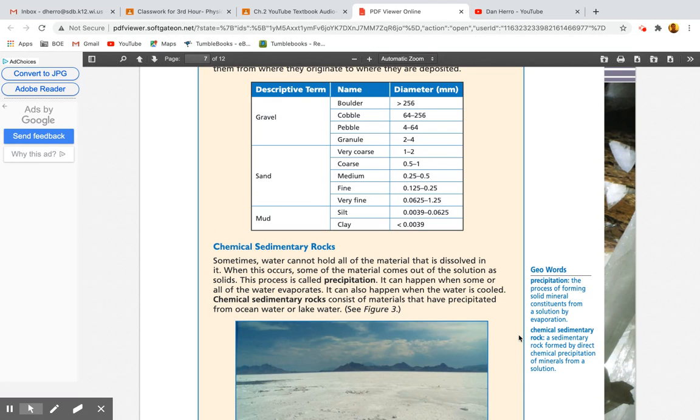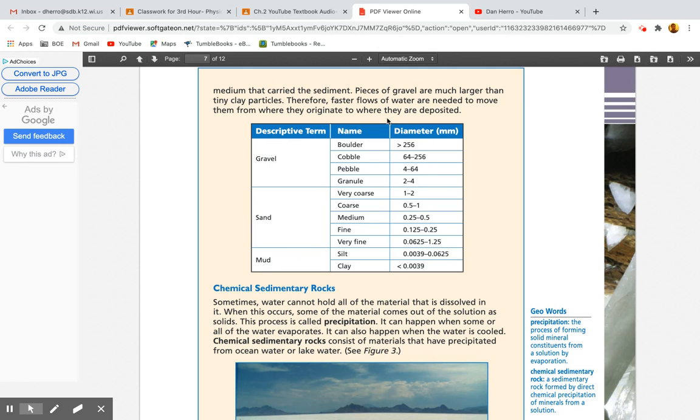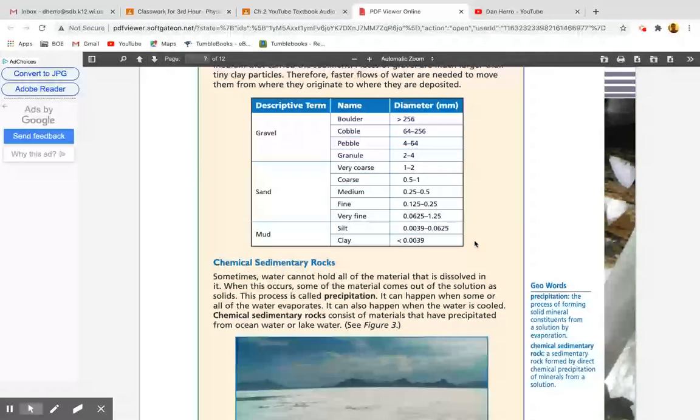So you have your term in the first column, you have your name in the second column, and then your diameter in the third column.